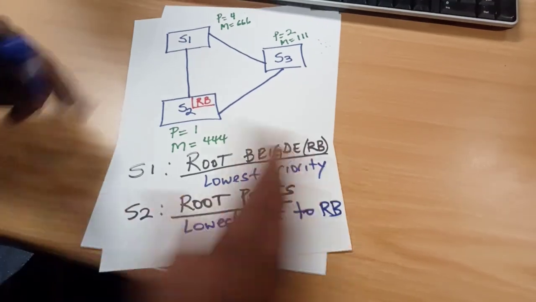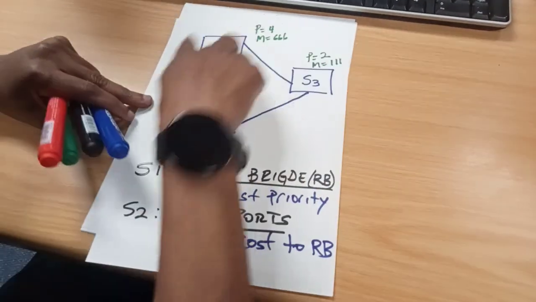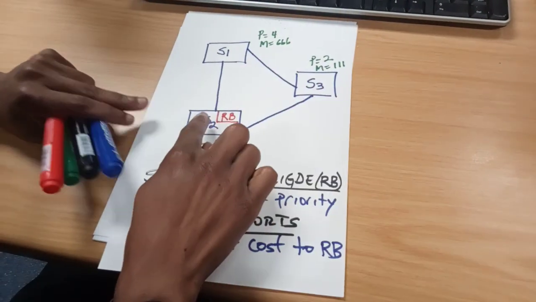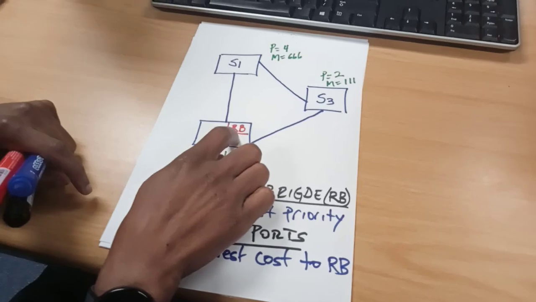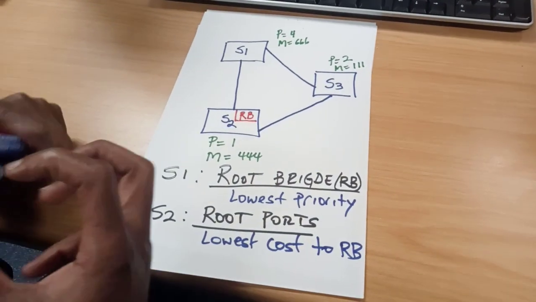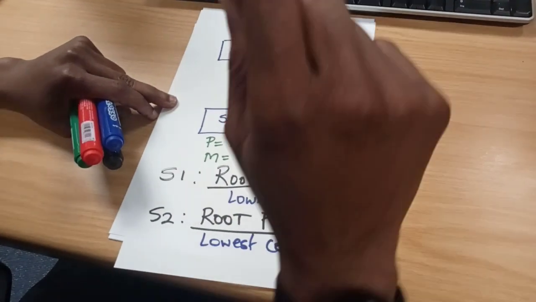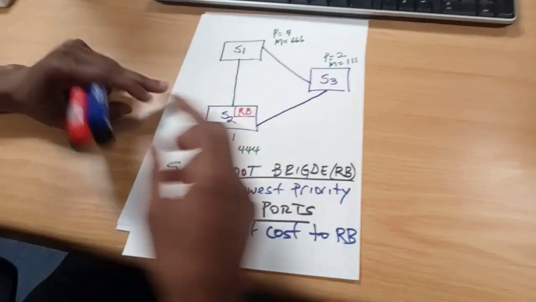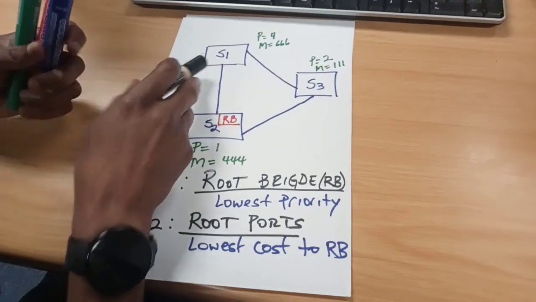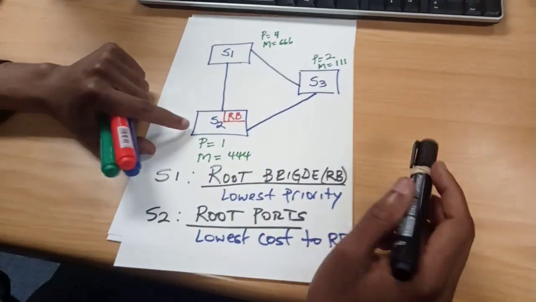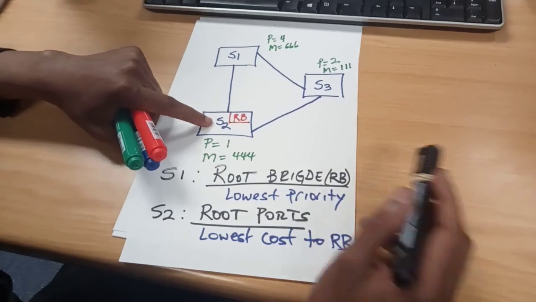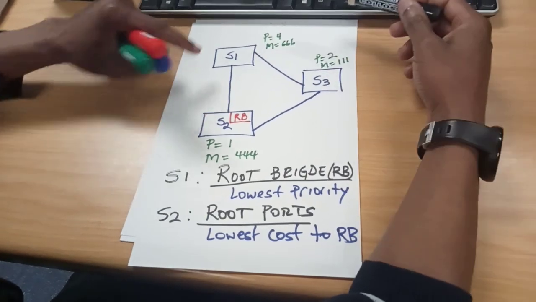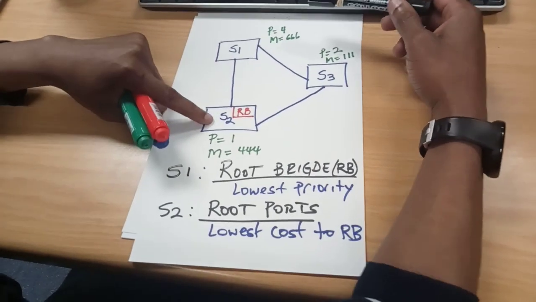So what does it mean, guys? You go to your 2 switches, switch 1 and switch number 3. Don't consider switch number 2 because this is your root bridge. We're only going to check switch number 1 and switch number 3. From switch number 1, there are 2 ways you can go to the root bridge. You ask the question: how many ways can I go from switch number 1 to switch number 2? There are 2 ways.